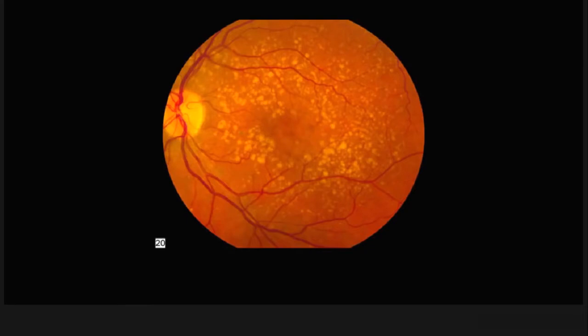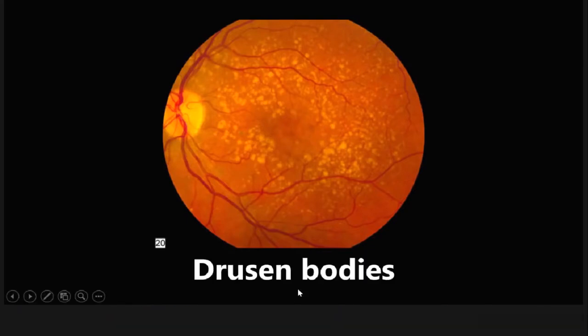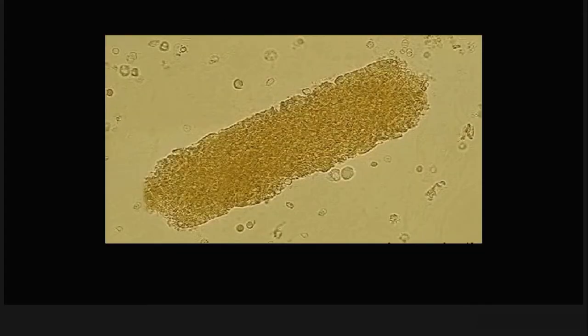This is a fundoscopic exam showing drusen bodies, which are all these little speckled yellow dots here. And this is associated with age-related macular degeneration. The drusen bodies are yellow and white accumulations of extracellular material that builds up in the eye. So if you see this kind of spotty white or yellow material in the eye on a fundoscopic exam, you want to be thinking drusen bodies, and the association with that is going to be age-related macular degeneration.